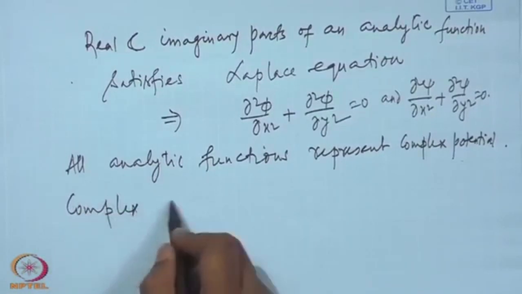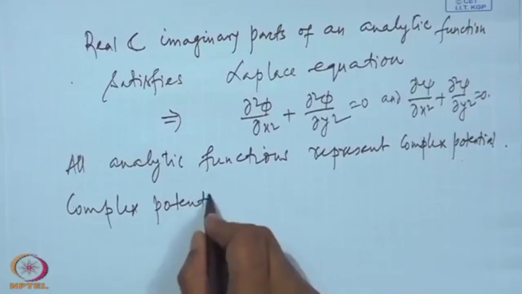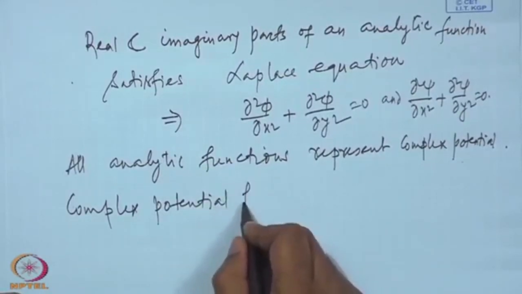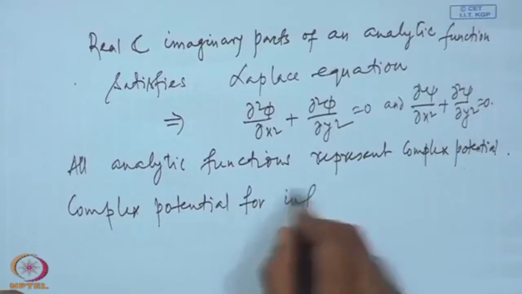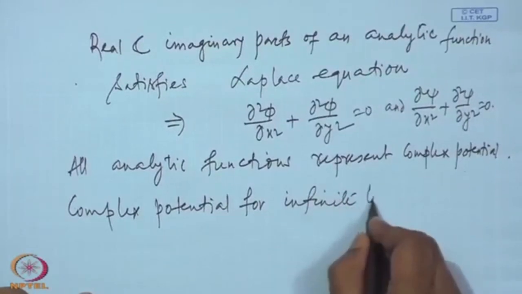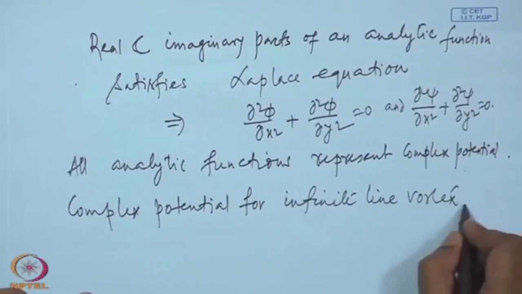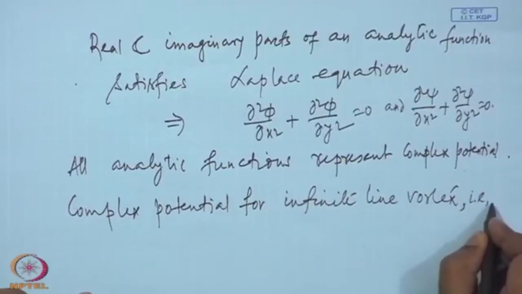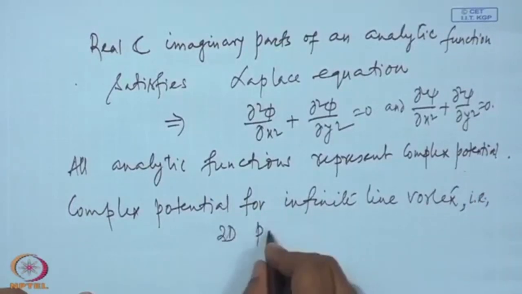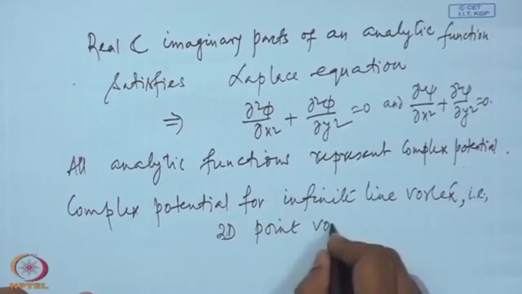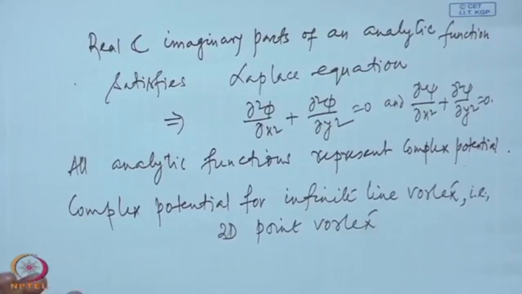Let us write the complex potential for an infinite line vortex, that is, a two dimensional point vortex. See how much it will be. We have already written phi and psi for this. So, find what this complex potential F is.